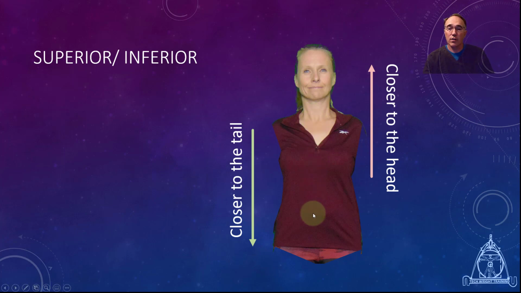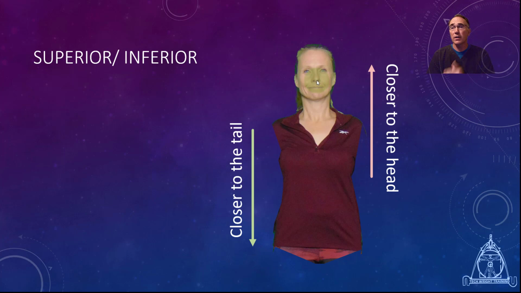So we could say that her belly button is inferior to her chin, and her chin is inferior to her nose. Her eyes would be superior to her nose. So it's all kind of dependent on what structure you're referencing. So the nose isn't always inferior and it isn't always superior.